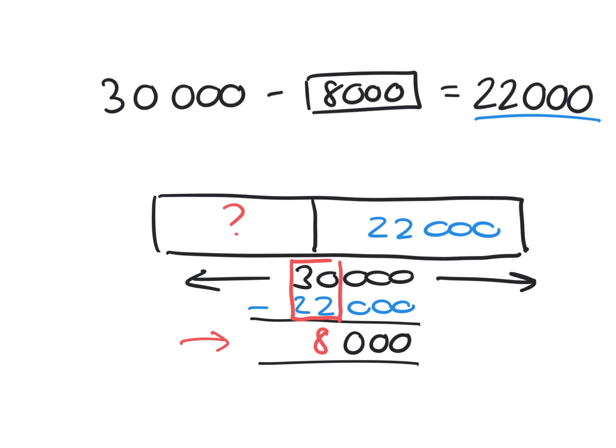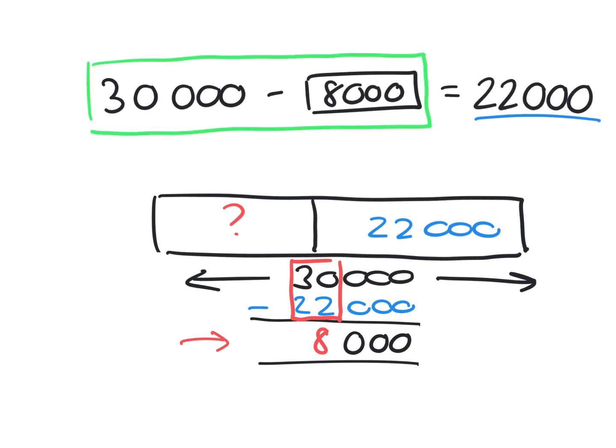And don't forget to read it back to yourselves. So 30,000 take away 8,000 leaves us with 22,000, and everything fits together nicely.